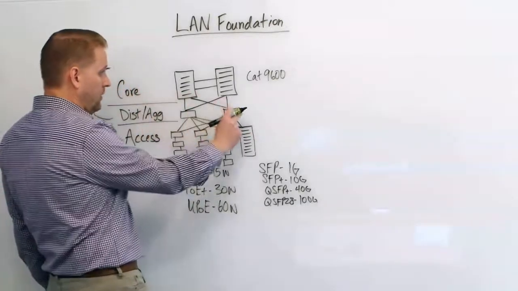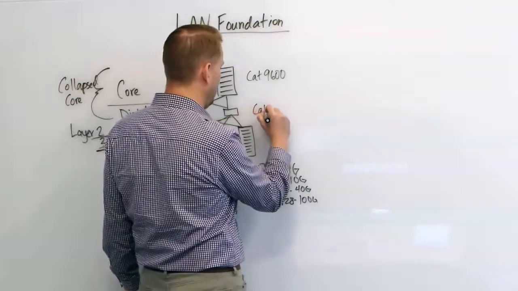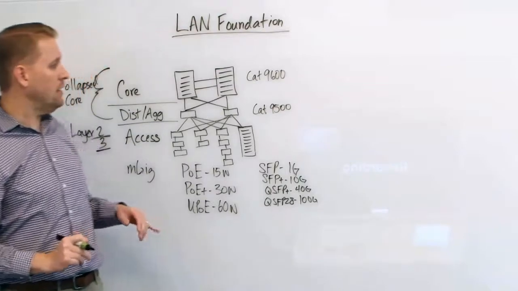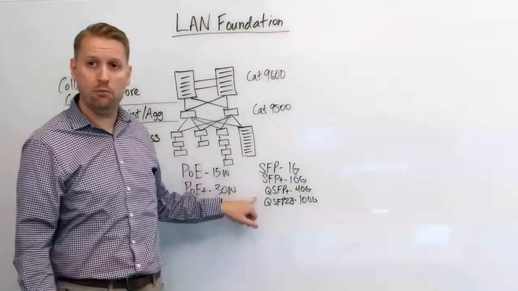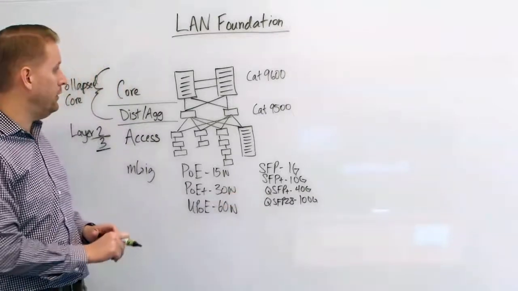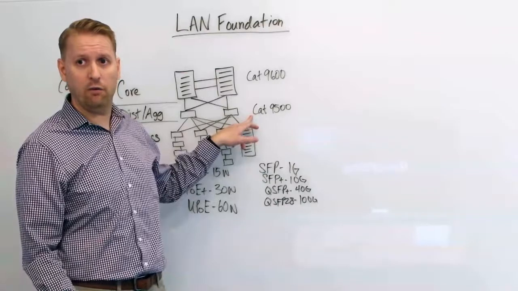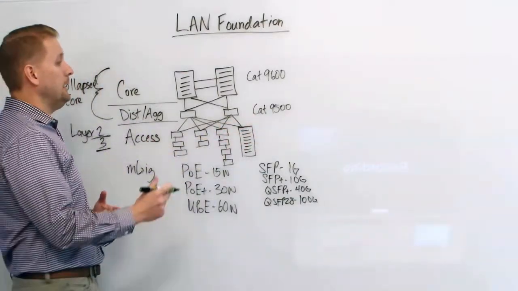The distribution or aggregation layer, the latest and greatest there is the Catalyst 9500 series. There are various models that have SFP plus or QSFP plus, QSFP28 ports on them. These could be replacing old 4500Xs or maybe even a 3850 fiber switch.